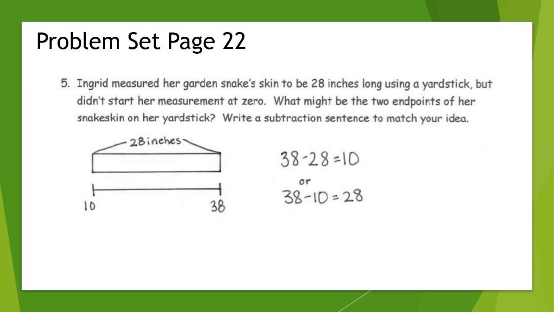Problem 5. What might be the two endpoints of her snakeskin on her yardstick? So this problem was very, very challenging, and I don't expect very many of you to be able to solve this one. This is a spicy problem. So you could have different answers for this. My example is showing the endpoints as 10 and 38. If I choose these two endpoints here, I'm still going to get the length of 28. So my number sentence was 38 minus 10 equals 28.